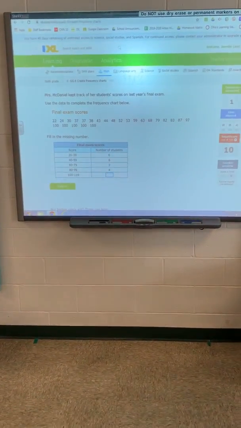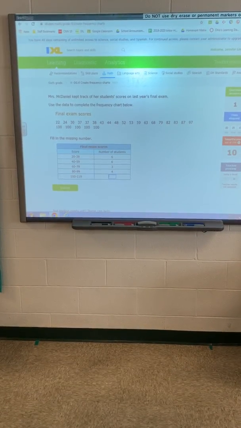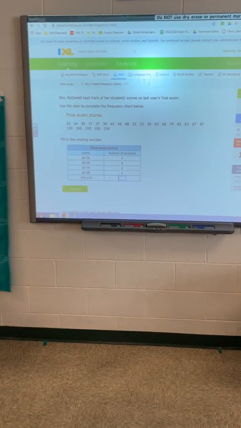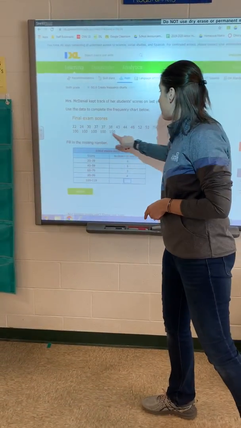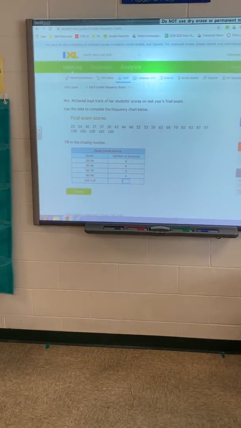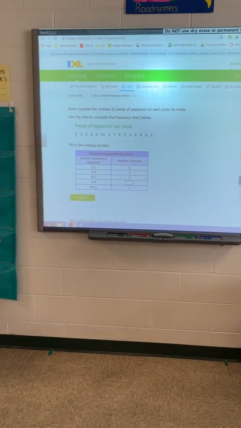But now I have to count them out. I'm looking for 100 to 119 students. I got lucky on this IXL. This IXL already has them in order. So I see 5 students that are somewhere in the range of 100 to 119.